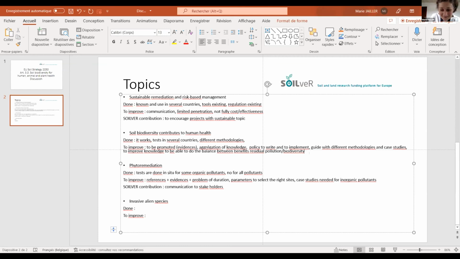Okay, thank you. And for soil biodiversity, there is no tool with quantitative risk, for example. Soil biodiversity is not taken into account. Maybe how to take risk, yes, a risk assessment tool. Risk assessment for soil biodiversity.